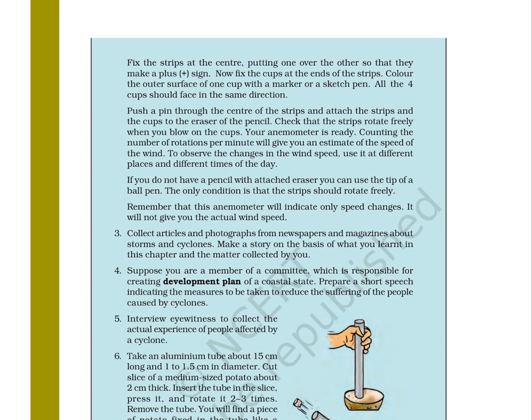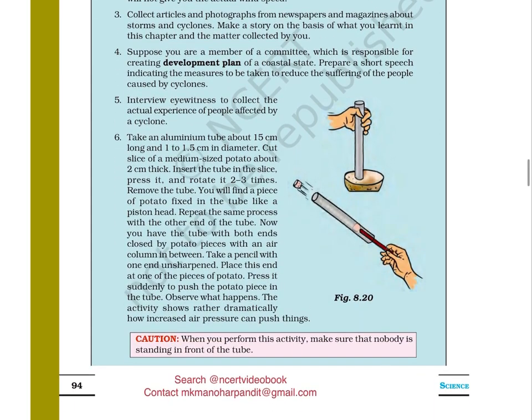3. Collect articles and photographs from newspapers and magazines about storms and cyclones. Make a story on the basis of what you learnt in this chapter and the matter collected by you. 4. Suppose you are a member of a committee which is responsible for creating development plan of a coastal state. Prepare a short speech indicating the measures to be taken to reduce the suffering of the people caused by cyclones. 5. Interview eyewitnesses to collect the actual experience of people affected by a cyclone.